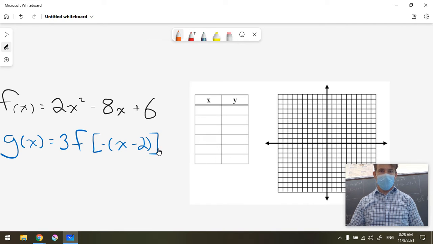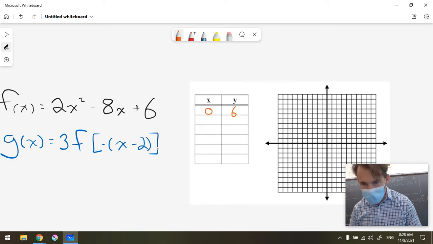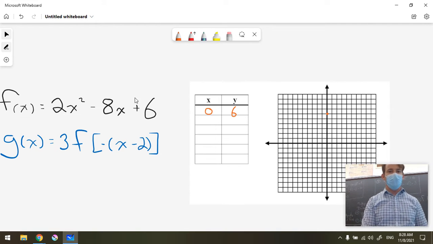For me personally, I am going to look at this, and I know 1 point already. I know that when x is 0, y is 6. So there's my y-intercept. So I go ahead and I plot that. 1, 2, 3, 4, 5, 6. There it is. There's the point 0, 6. And then I don't have the vertex over here. I don't have the roots. So how would you get those?